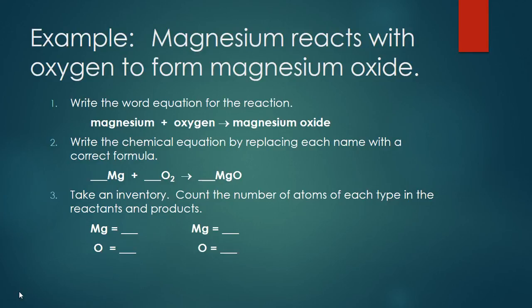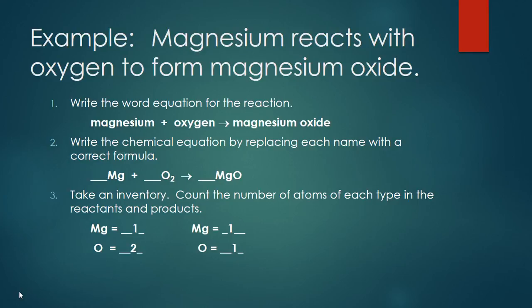To get the chemical equation, we're going to replace each of those chemical names with its formula. Magnesium is Mg. Oxygen, remember, is a diatomic element, so we have to write that as O2. And magnesium oxide is an ionic compound, so magnesium has a charge of +2 and oxygen has a charge of -2. When we crisscross those charges and reduce to lowest terms, we end up with MgO. So now we need to take an inventory.